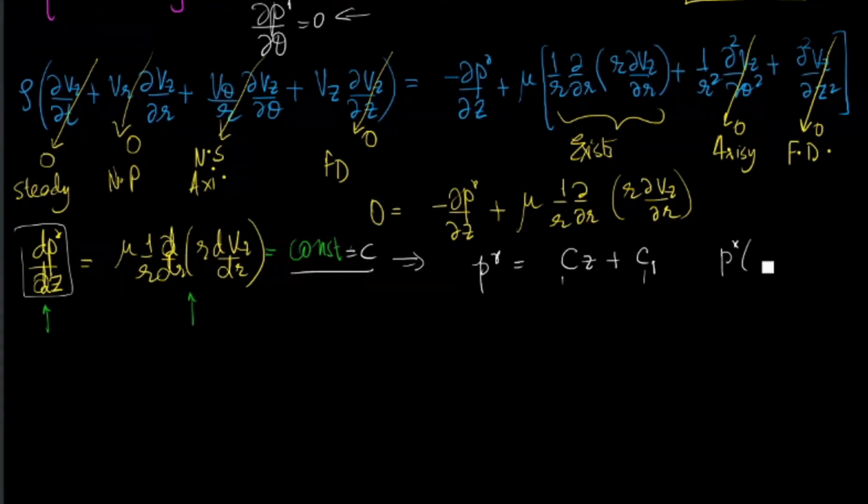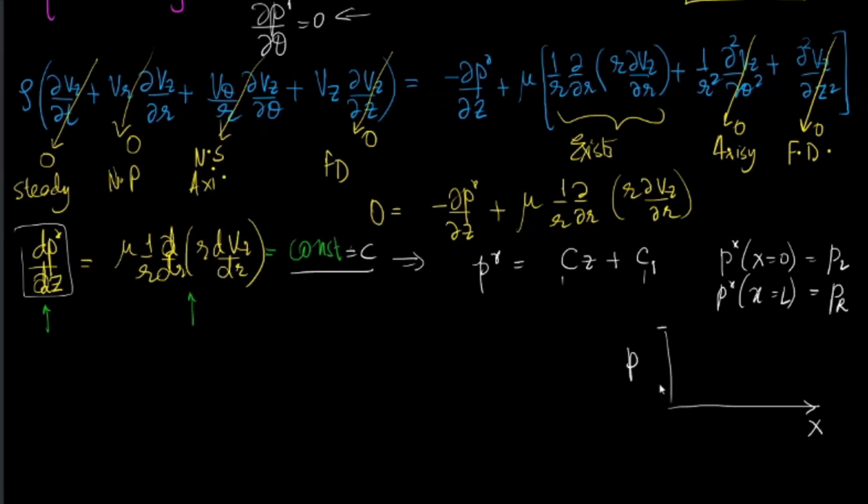So P star at x equal to 0 you can call P left, and P star at x equal to L, that is the length of the tube, you can call PR. So using this you will find a linear decrease in the pressure. If I plot the pressure, if this is PL, if this is PR, and if this is x equal to L, the pressure will linearly reduce.